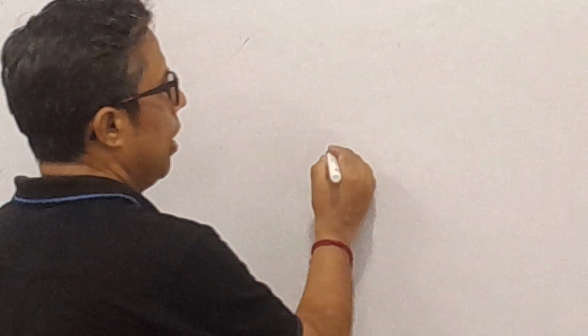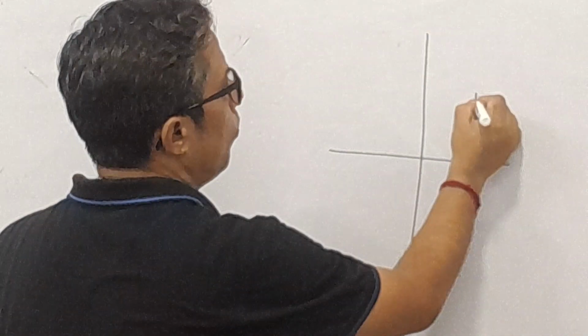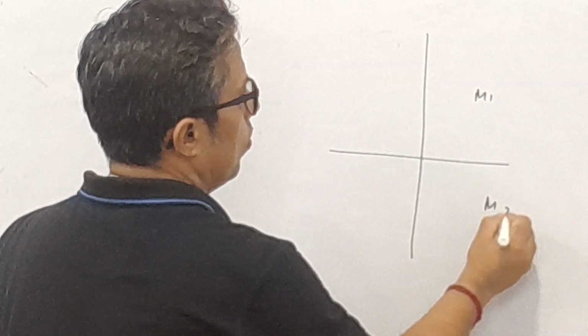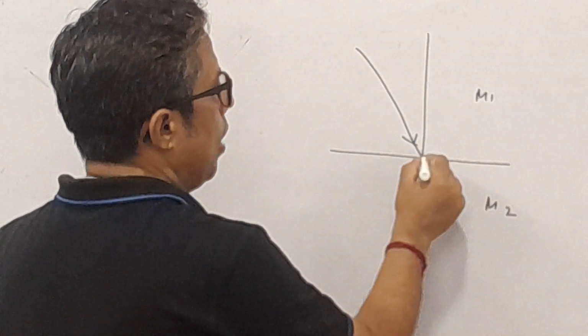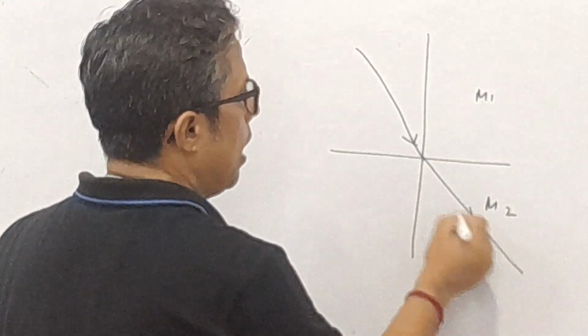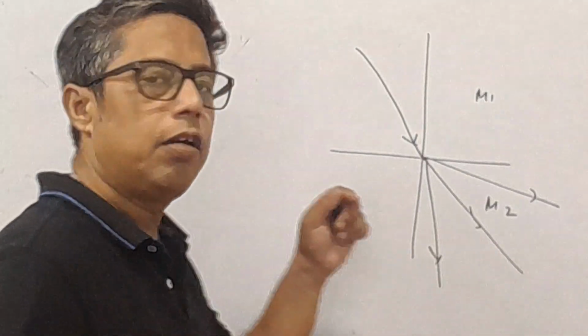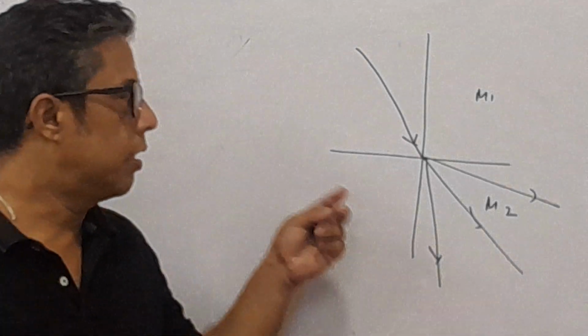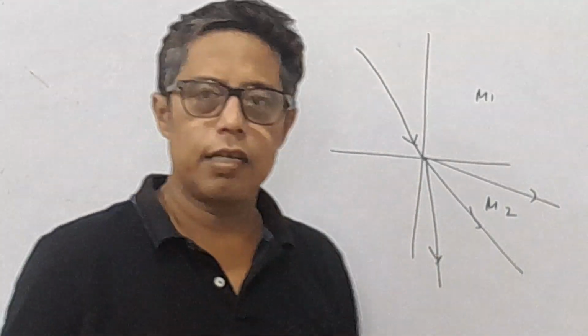So the basic, let me tell you, is that when light is passing from medium one to medium two, if this is the incident ray, there is a bending of light. Light gets bent when it is passing through another medium, and this is called refraction.